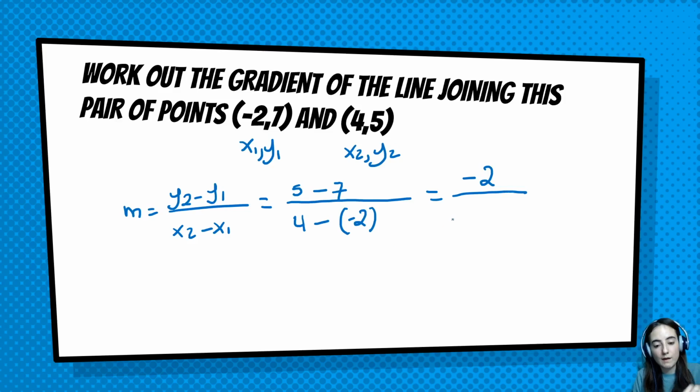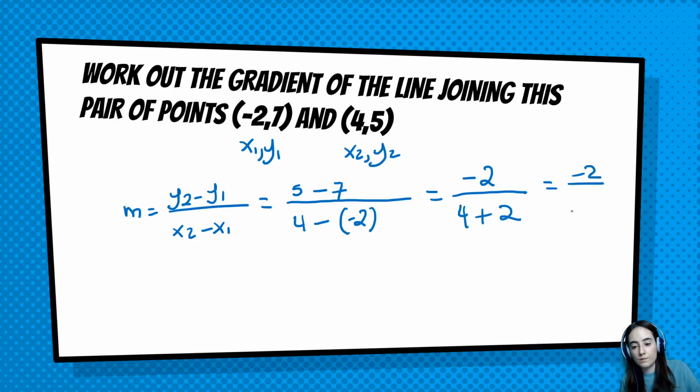Then, underneath we have 4 minus minus 2. Minus outside the brackets changes whatever sign is inside. So, it's going to be 4 minus, and a minus. Minus changes whatever is inside. It was a minus, so it's going to become a plus. So, 4 plus 2. Okay. So minus 2 on the top, and 4 plus 2 is 6. All right, so we have minus 2 over 6.